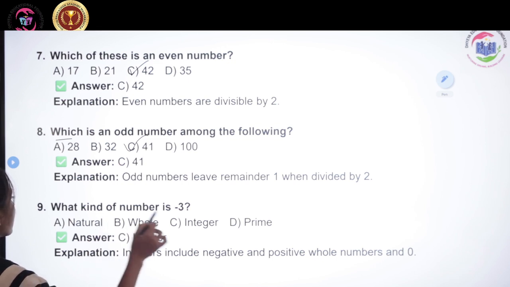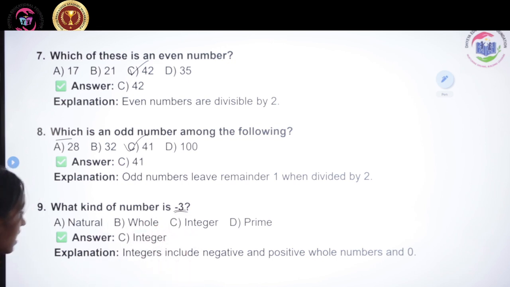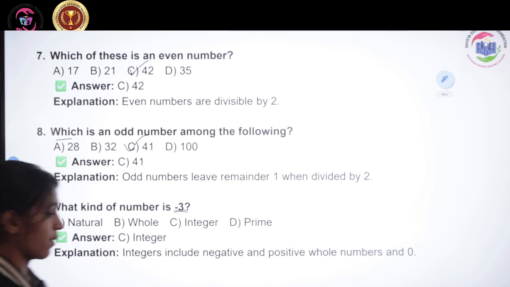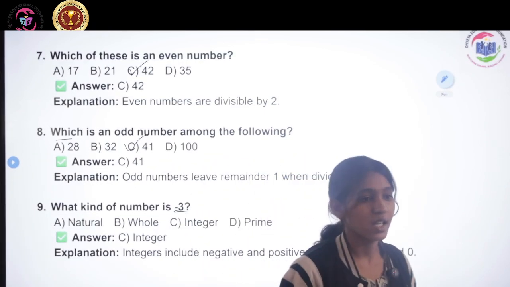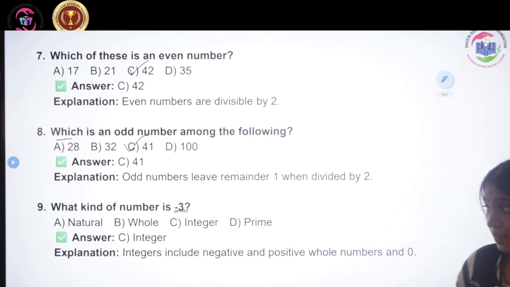What kind of number is minus 3? Natural, whole, integer or prime? Minus 3 is which type of number? Is this type of number a natural number, whole number, integer or prime? Which type of number is minus 3?